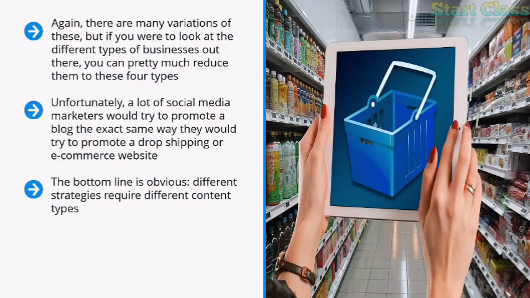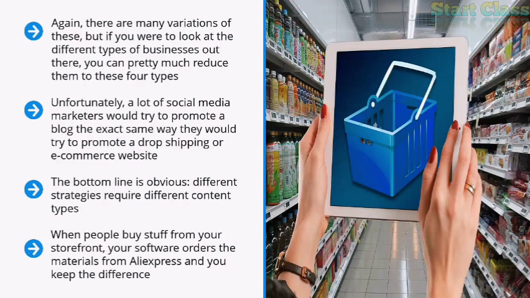Are you promoting a blog? Do you have a website that uses a lot of articles? Do people contribute content? Well, you have a publishing website. Do you have a dropshipping online store? Maybe you built it with Shopify and you use Oberlo to get products from AliExpress. When people buy stuff from your storefront, your software orders the materials from AliExpress and you keep the difference. Maybe you sell from your own inventory. It doesn't really matter. You run an e-commerce website.